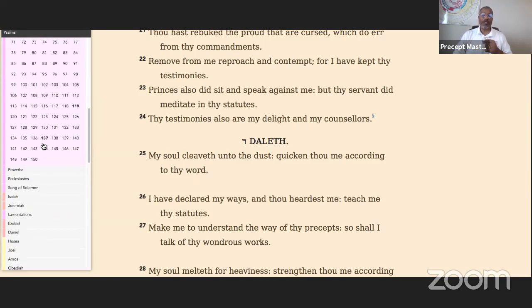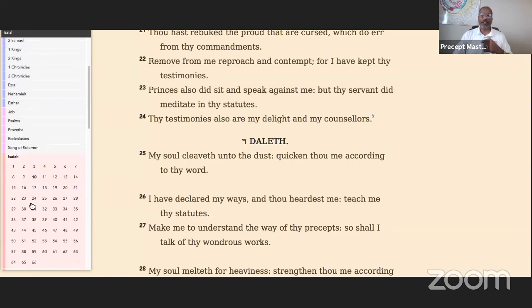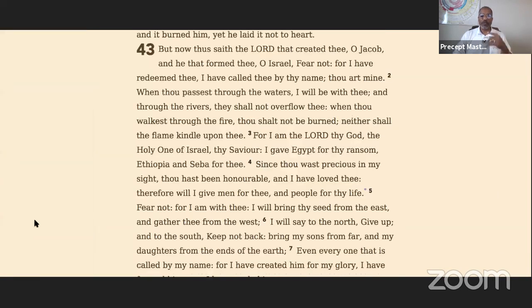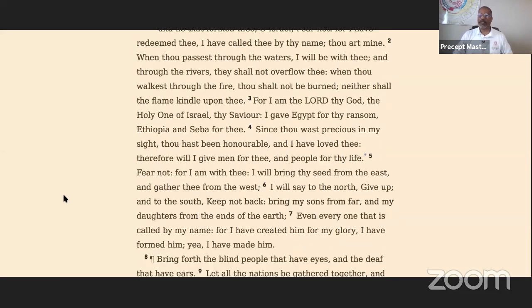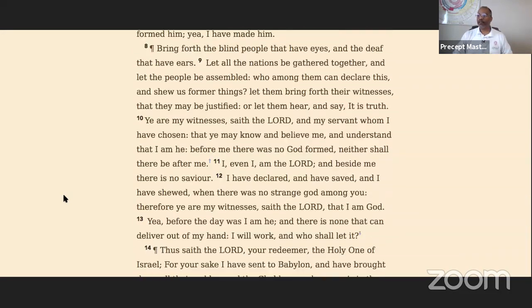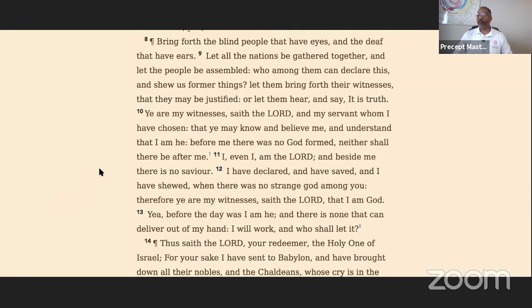We have one more we're going to look at. We're going to go to Isaiah 43, and then we're going to go into the preceptor and start taking care of some of this. We're going to drop down to verse 10. It says, ye are my witnesses, saith Yahweh, and my servant whom I have chosen. So he has chosen us, that ye may know and believe. Same thing, based on the promise. Because if he promised you something, are you going to believe it? That's what he's talking about.